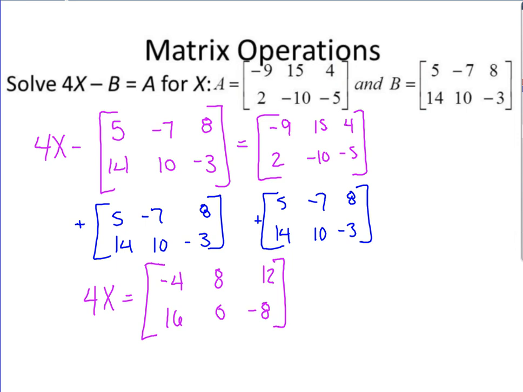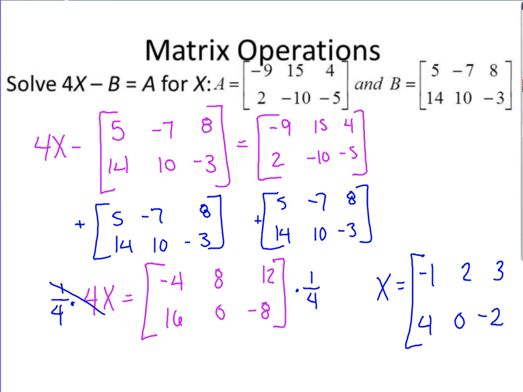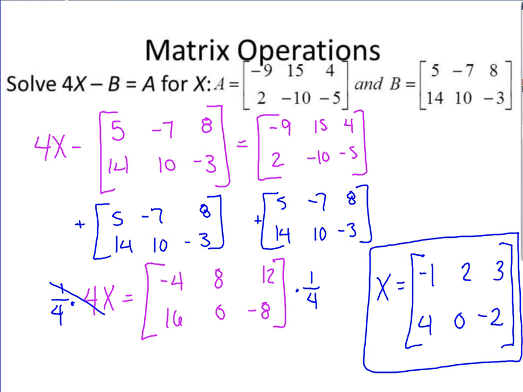Now we still need to get the X by itself. Right now it's 4 times X. So we are going to divide by 4. Or we can write that as we are multiplying by 1/4. So over here this will cancel. So now we're just multiplying by a scalar. And we're left with the X is the matrix of negative 1, 2, 3, 4, 0, and negative 2.